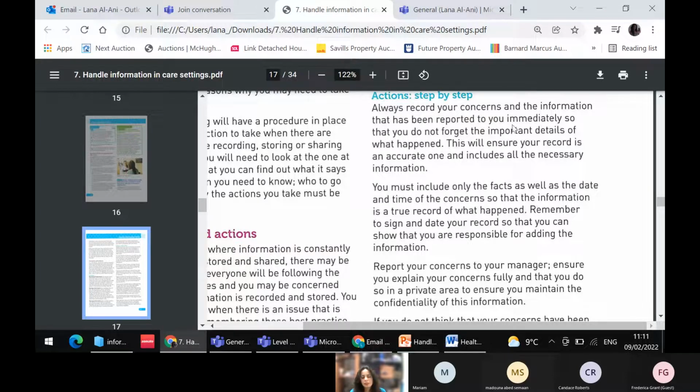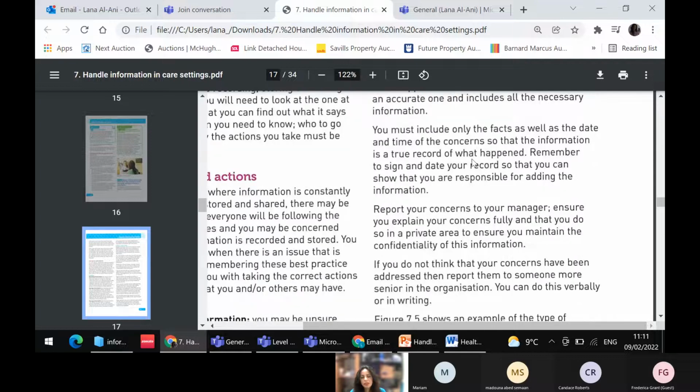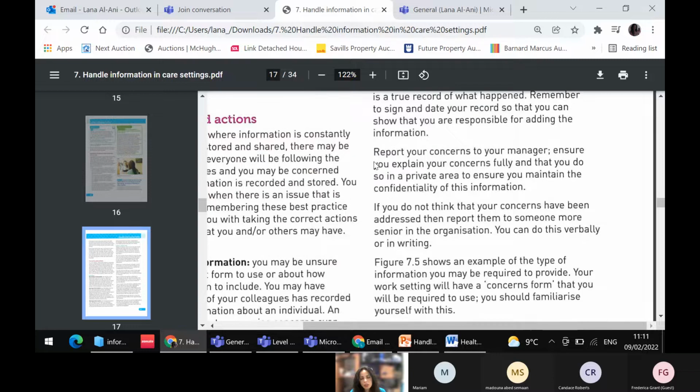And now you must include only the facts. You don't need to write more than facts, true records, what happened exactly. Remember to sign and date this record. Then second thing, you need to report your concern to your manager. Ensure you explain your concerns fully, and you do it in a private area to maintain confidentiality of the information.